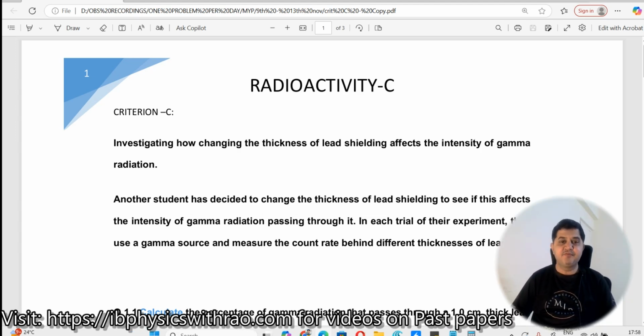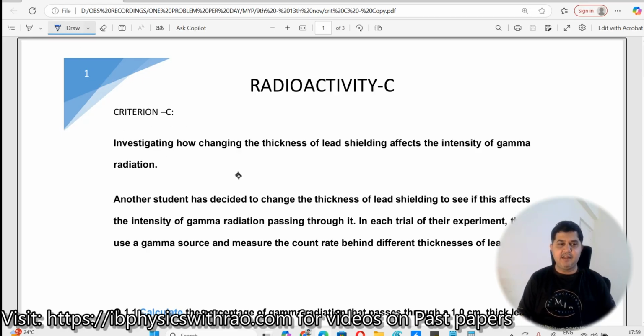Criterion C. Investigating how changing the thickness of lead shielding affects the intensity of gamma radiation of radioactivity.